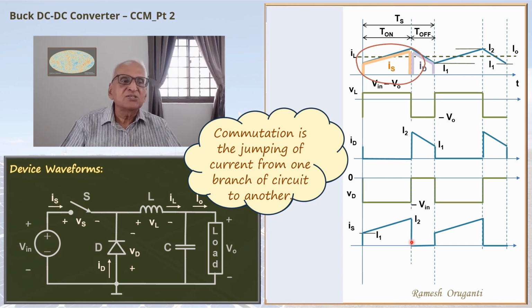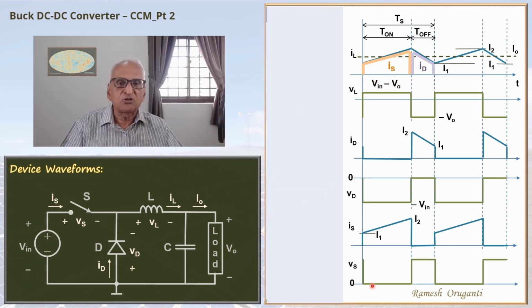Next, we will see the switch voltage waveform. When the switch is on during the T-on interval, of course, the switch voltage is 0. When the switch is off, the diode is conducting. The diode voltage is assumed to be 0. So Vin is applied across the switch. So I can plot the switch voltage waveform. It is 0 during the on interval, and during the off interval, the switch voltage is Vin.